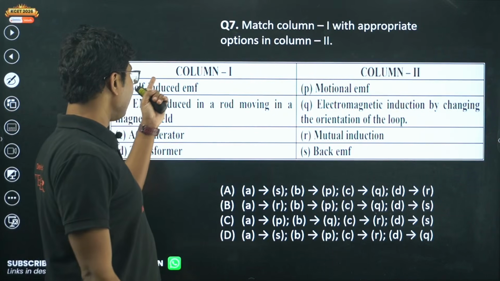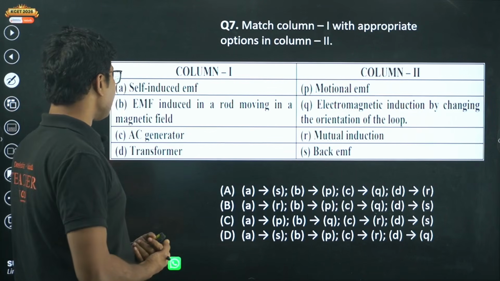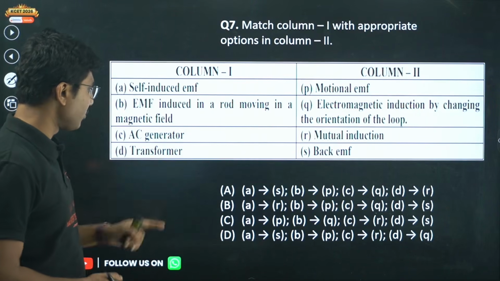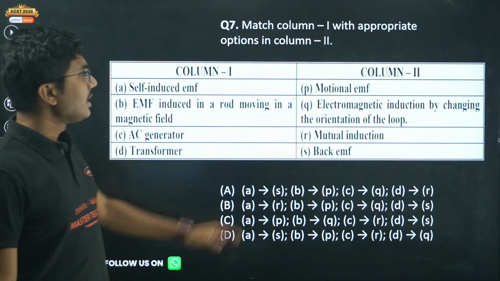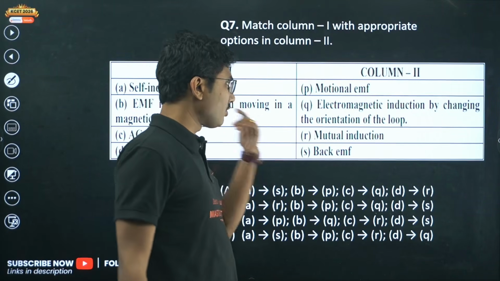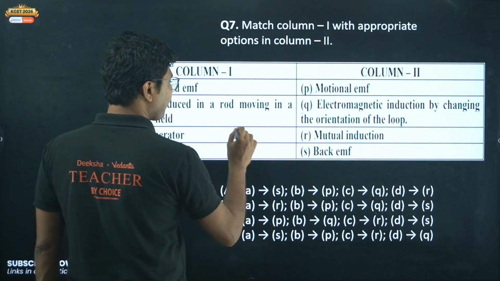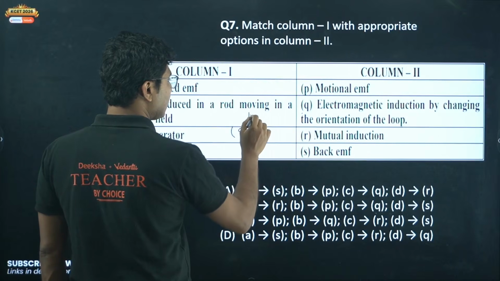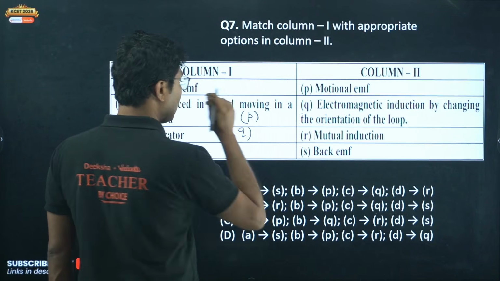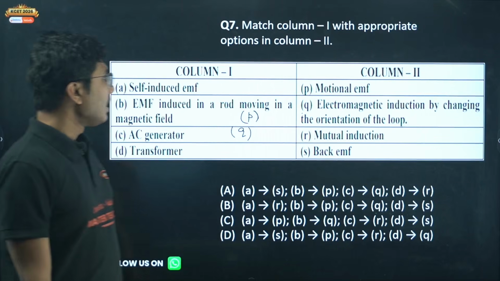So here: self-induced EMF, EMF induced in a rod moving in a magnetic field, AC generator, transformer. These are the four options given. Here we have motional EMF, electromagnetic induction by changing the orientation of a loop. Now this one we know is AC generator. This one we know is motional EMF, due to the moving rod in a magnetic field.